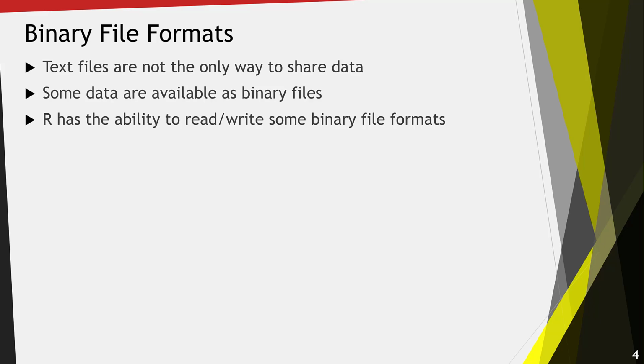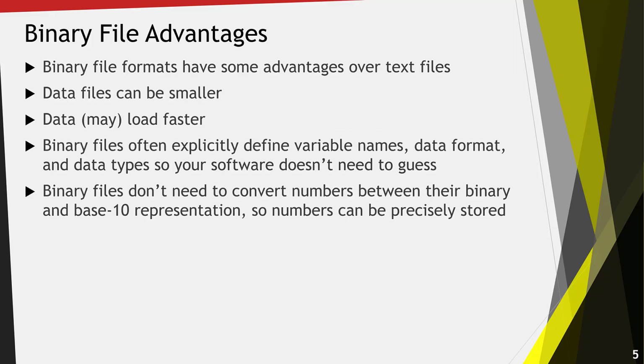So far, we've covered loading data from text data files, but these aren't the only way to share data. Some data are available as binary files. And R has the ability to read some, if not most, binary file formats. Binary file formats have some big advantages over text files. The data files are usually smaller, the data frequently loads faster, binary files often explicitly define things like variable names, data formats, and data types, so your software doesn't need to guess at them when it's attempting to load the file. Further, binary data files store information in the way that's native to computers, so they don't need to convert numbers between their binary and base 10 representation as they're loading them into memory.